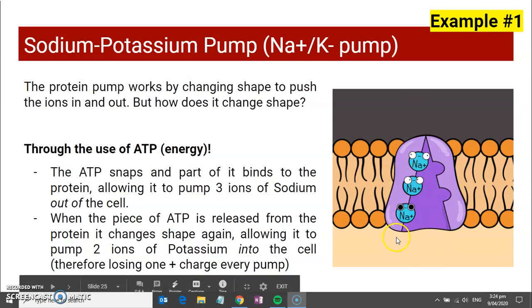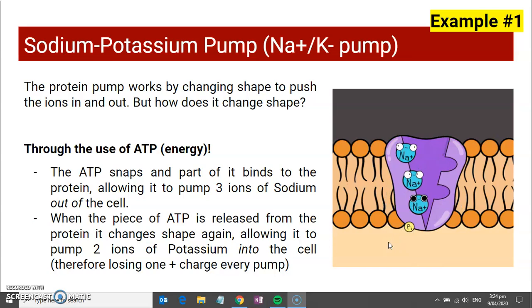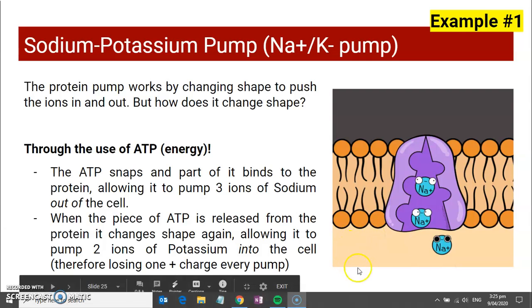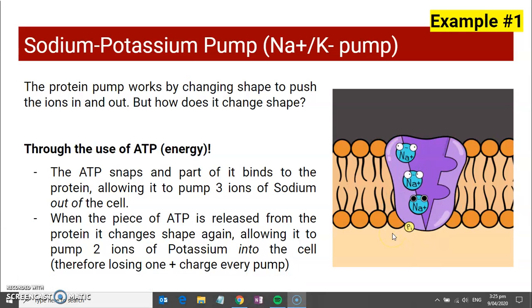When that phosphate group releases itself from the pump, it allows for the movement of usually 2 ions of potassium into the cell, keeping that concentration high inside the cell. So both of these movements, pushing sodium out and pulling potassium in, require a change in shape of the protein pump, and this is facilitated by the release of energy from a molecule of ATP when it snaps into a molecule of ADP, diphosphate, and a phosphate group, which is used when it binds to the protein as it helps it to change shape.